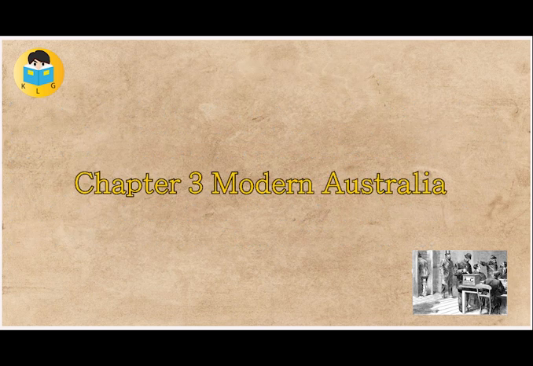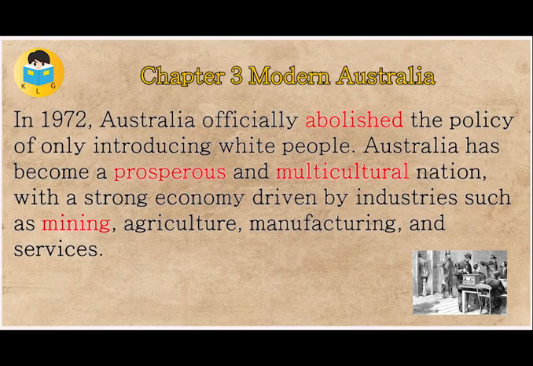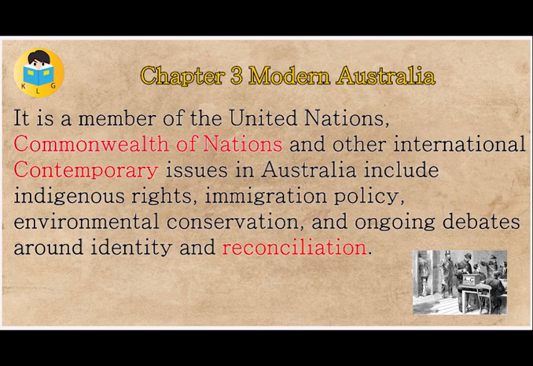Chapter 3: Modern Australia. In 1972, Australia officially abolished the White Australia policy of only admitting white immigrants. Australia has become a prosperous and multicultural nation, with a strong economy driven by industries such as mining, agriculture, manufacturing, and services. It is a member of the United Nations, the Commonwealth of Nations, and other international organizations.